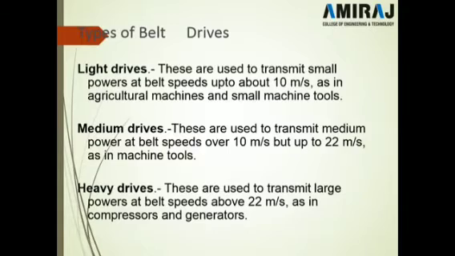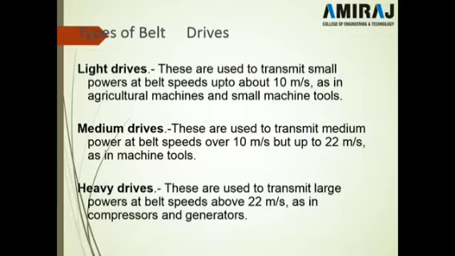Medium drives. These are used to transmit medium power at belt speed over 10 meter per second, but up to 22 meter per second, as in a machine tool, right? So where the requirement of power transmission from one machine to another machine, there the medium drives are used, right?